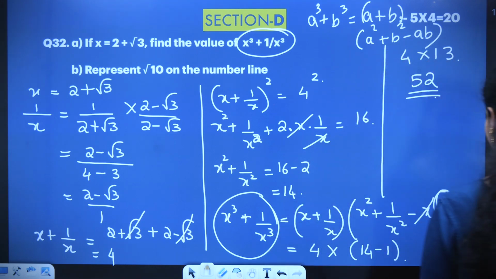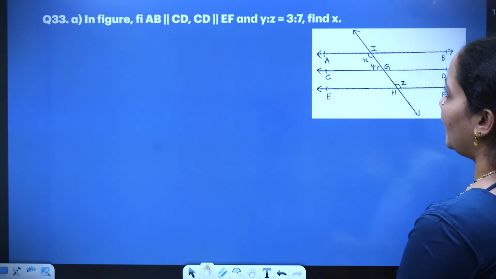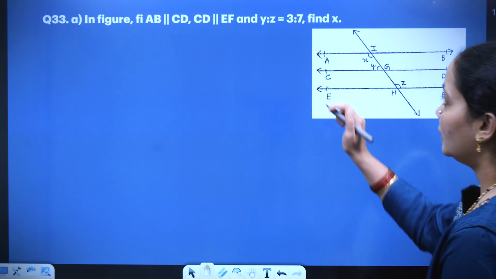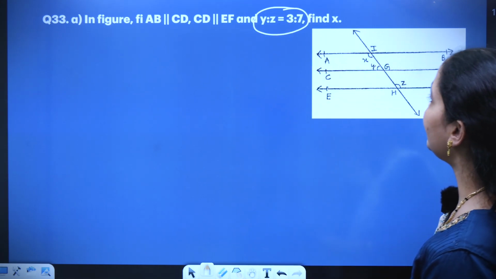Okay. Moving on to the next question here. In the given figure, AB is parallel to CD and CD is parallel to EF. There is also an important ratio provided to me: Y is to Z is 3 is to 7.